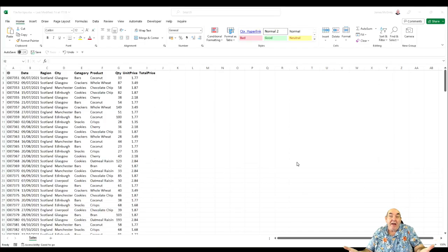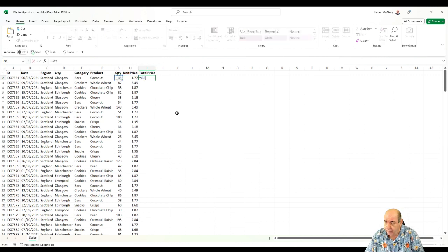We all know how to copy in Excel, don't we? Well, maybe not the easiest way. So if I want to calculate the total price, I simply multiply the quantity by the price.